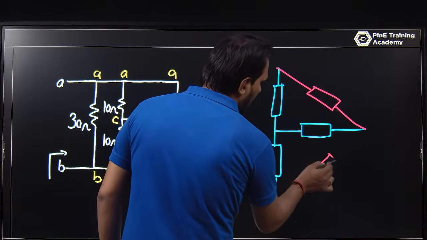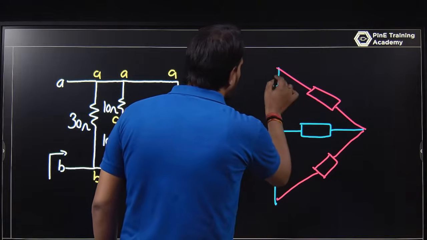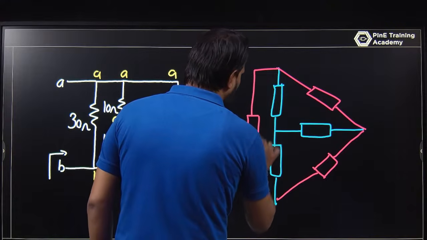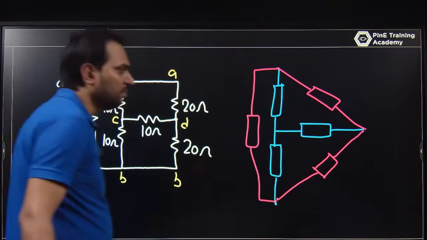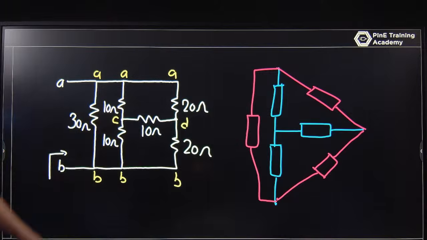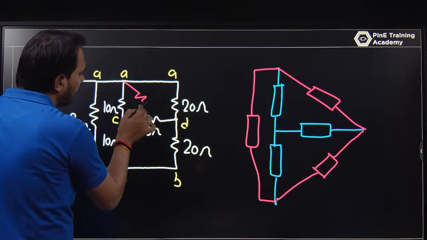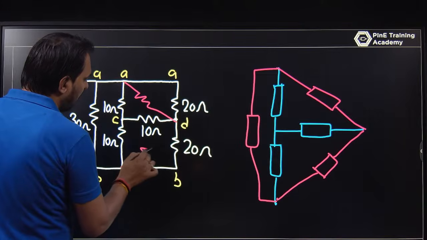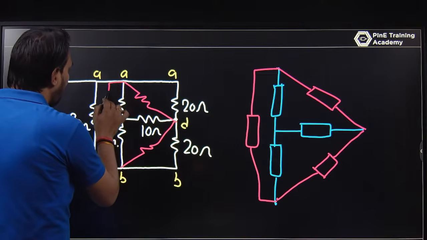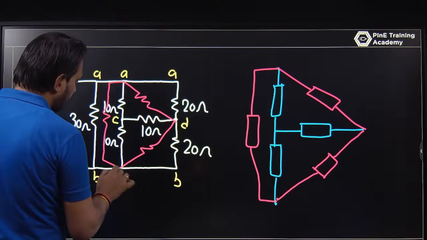It will be like this. That is the delta. That is a conversion of star to delta. So I am just saying that okay, this will be an impedance, this will be an impedance, and this will be an impedance.